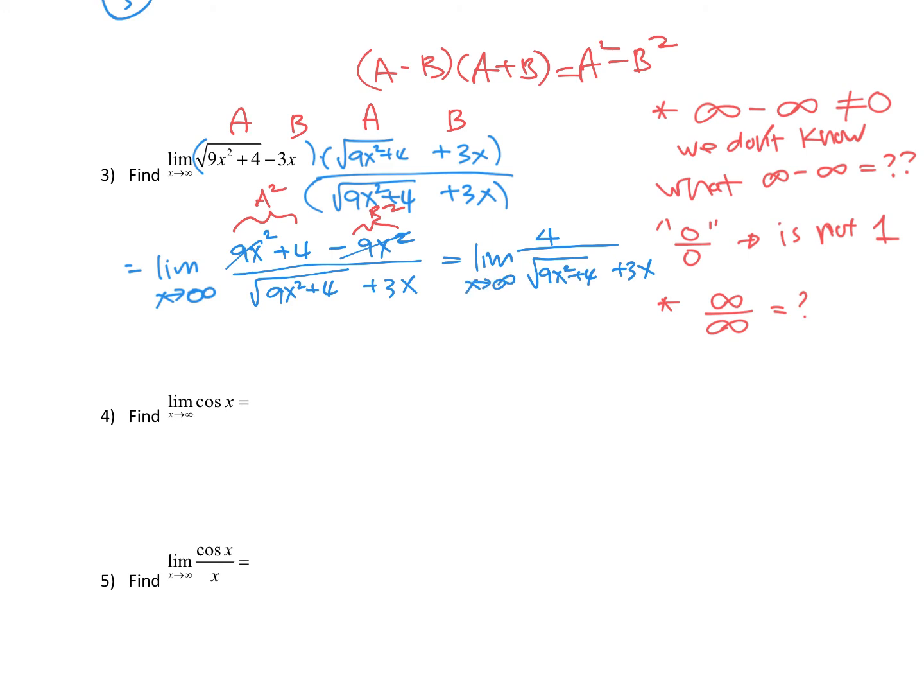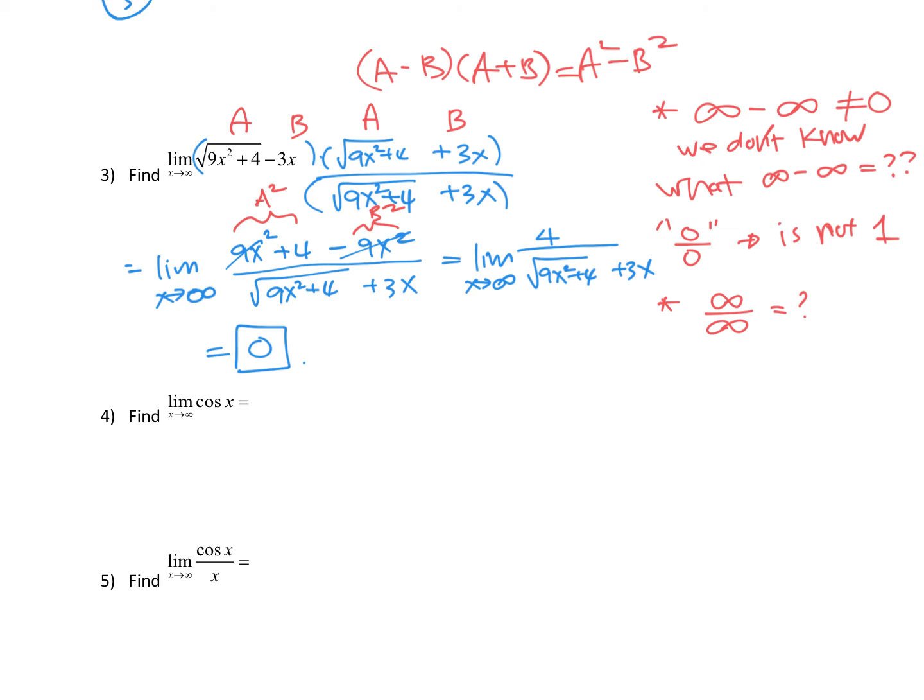Okay, so then on the top, we get 4. On the bottom, the power is 1, while on the top the power is 0, so it goes to 0. Yay. All right, let's look at number 4.